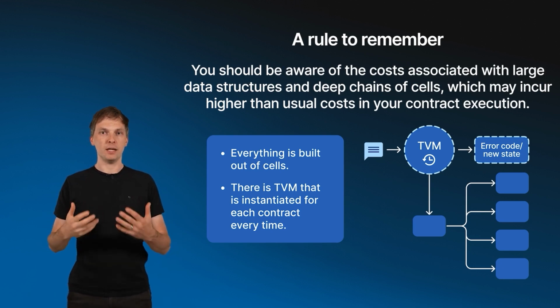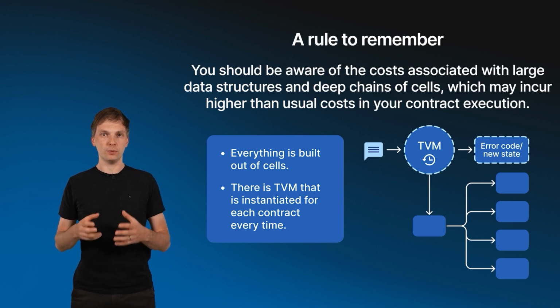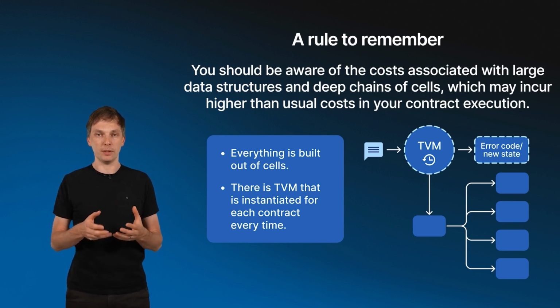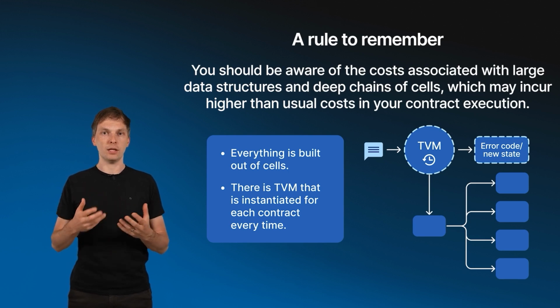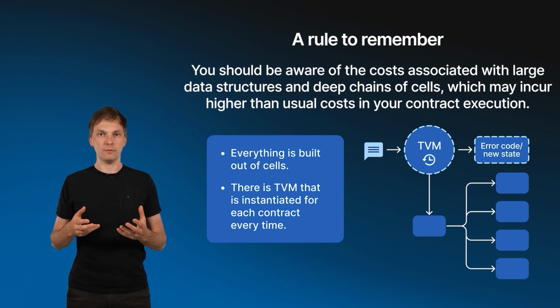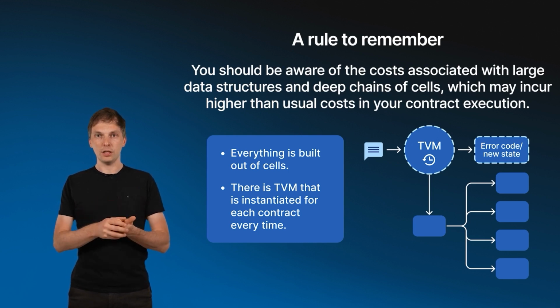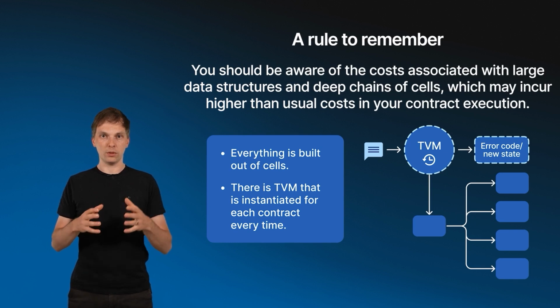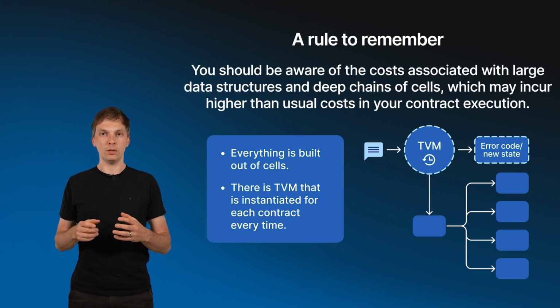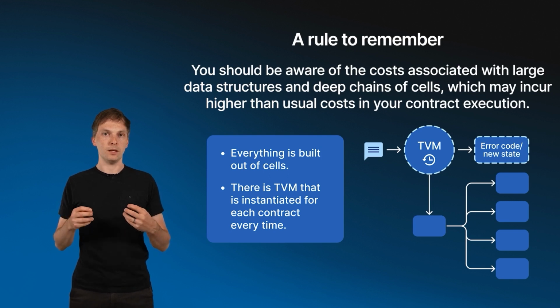On top of the cells, you have types provided by TVM. TVM is instantiated for each contract, for each message that is processed by the contract, and it provides you with additional types that you could work with during this execution phase. First of all, those are integer types that make it friendly to work with cryptography and financial operations. But then there are also operations with hash maps that allow you to use lists and dictionaries based on cells inside your contracts. However, you should be aware of the costs associated with large data structures and deep chains of cells that may incur higher than usual costs on your contract execution.